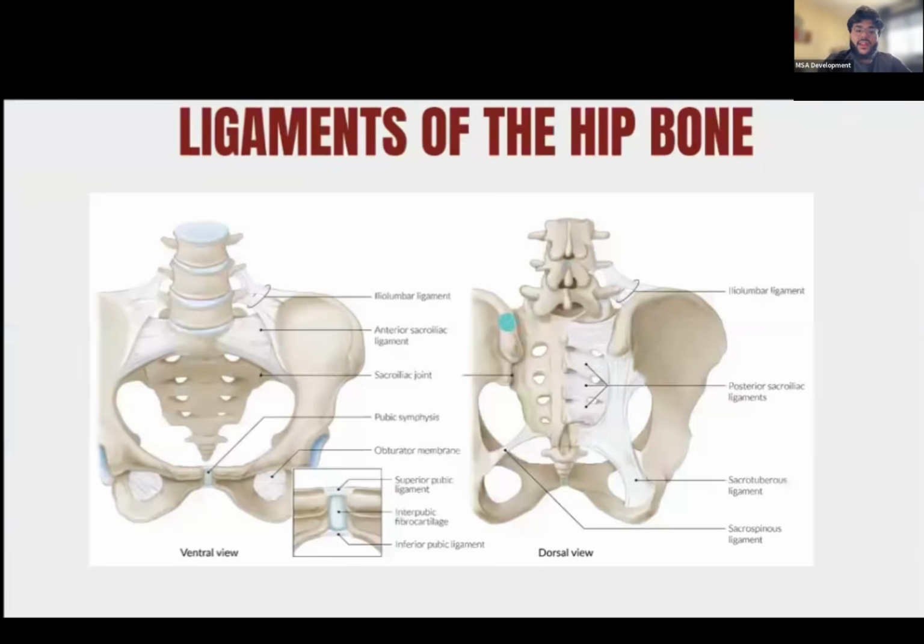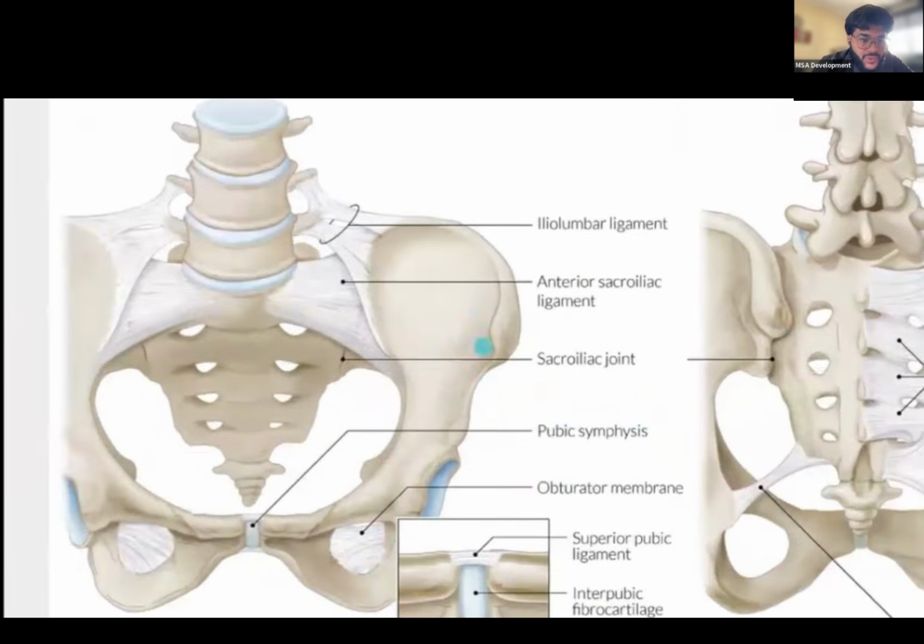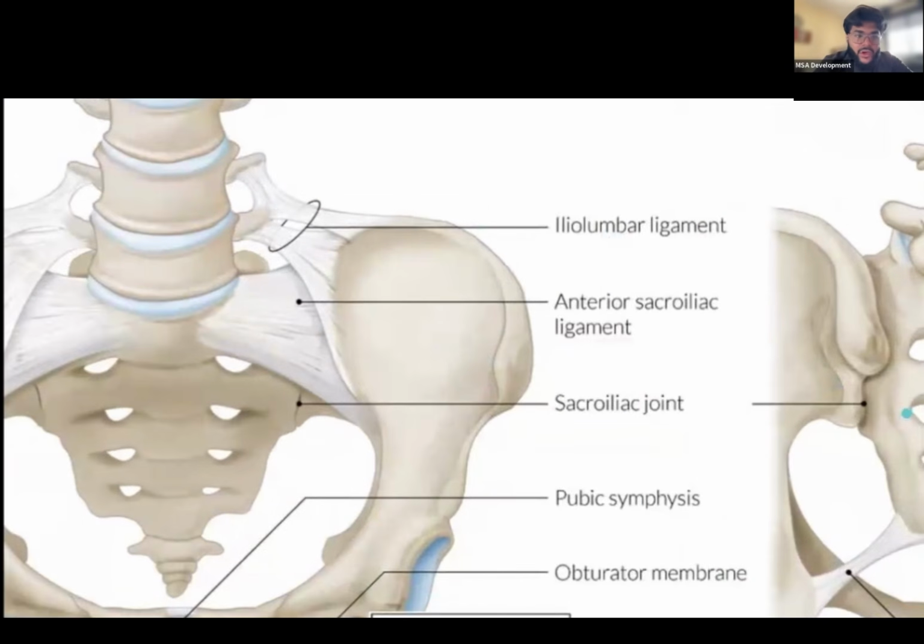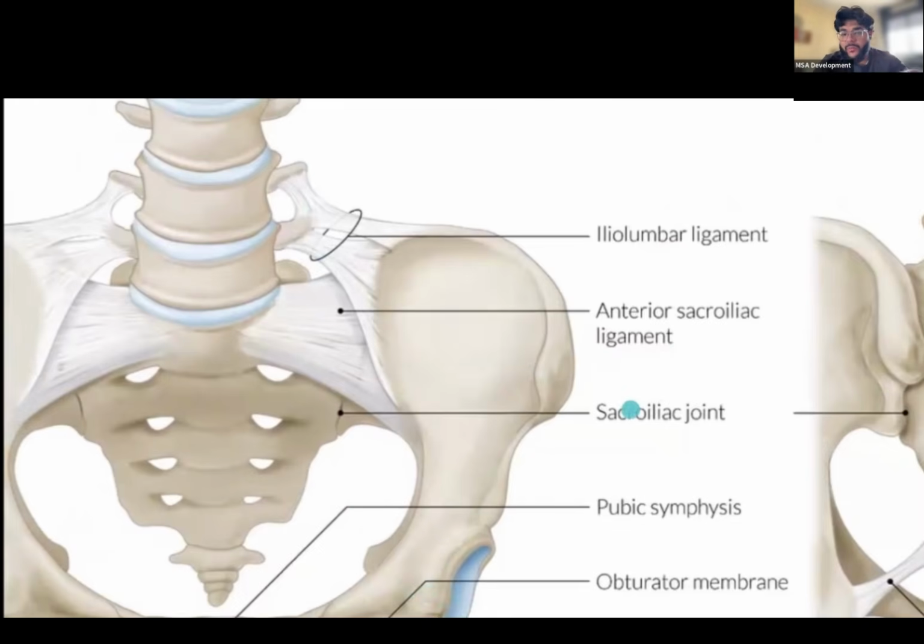Let's talk about the ligaments of the hip bone now. Starting off with your iliolumbar ligament. Your iliolumbar ligament is a very strong ligament. It comes from your L5 transverse process and connects to the ilium. So, this is your ilium, it comes from the L5 and connects to the ilium. Next up, we have your anterior sacroiliac ligament. The anterior sacroiliac ligament is a very thin ligament.